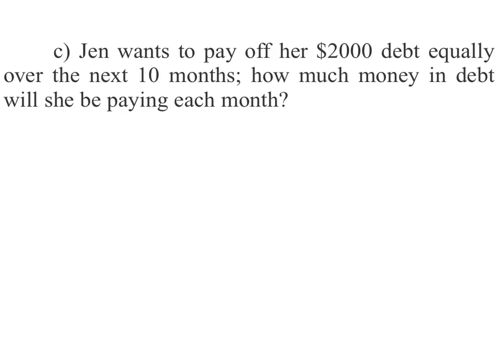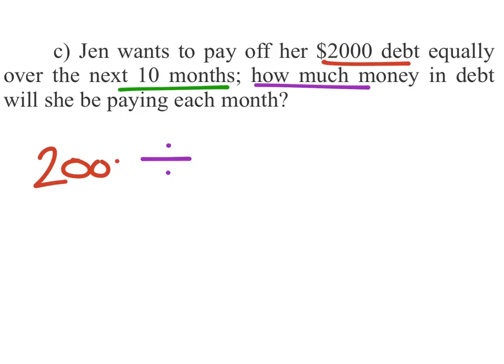All right, part C. Jen wants to pay off her $2,000 debt equally over the next 10 months. How much money in debt will she be paying each month? So again, this is how much of something is in another thing, which makes this a division problem. And what are we dividing? Well, we're asking how many 10s go into 2,000 right here. So that would be 2,000 divided by the 10 payments, or the 10 months.